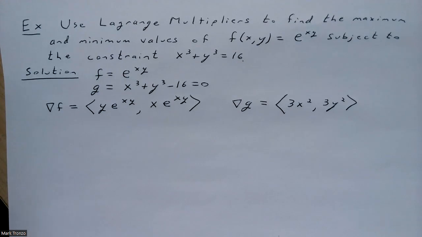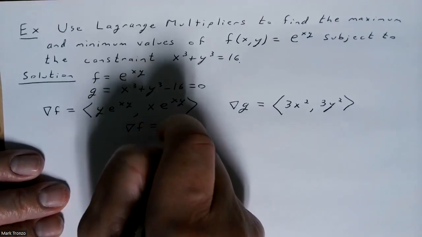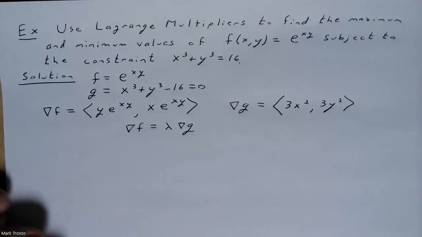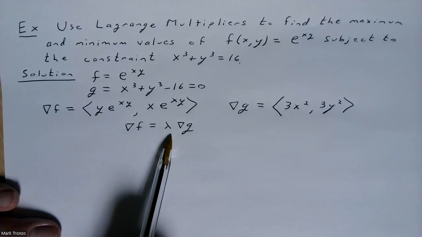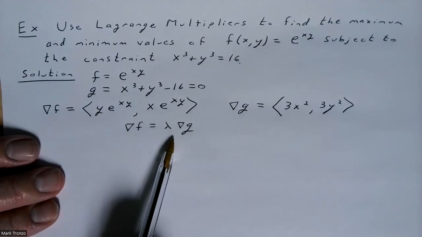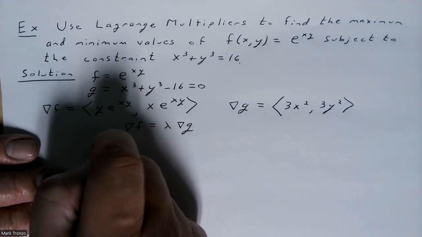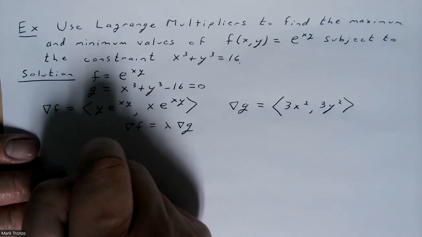And then, remember, the next thing we want to do is set this up like this. Remember, in this case, lambda is a non-zero constant. So we're always allowed to divide by this. And so we want to set these two up. So then go to the next step. And so let's substitute this over here.